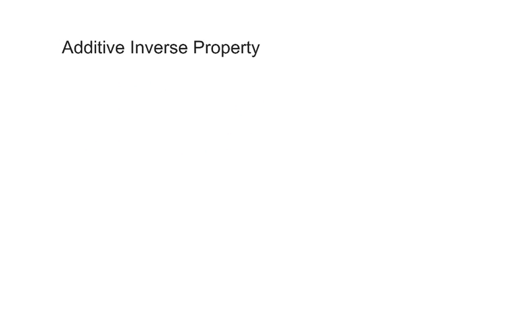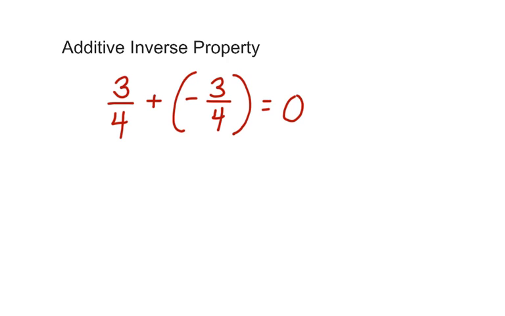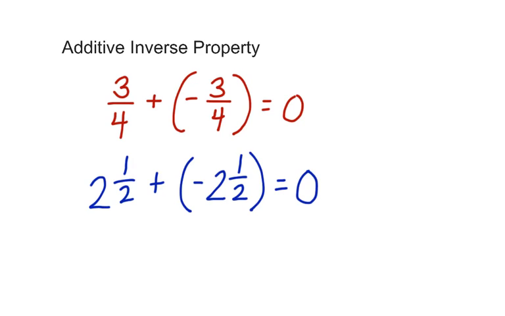The additive inverse property states that a number plus its inverse or opposite is equal to 0. Let's take a look at one like that. Here we have 3/4 plus a negative 3/4 is equal to 0. This is an example of the additive inverse property. Let's look at one more. 2 1/2 plus a negative 2 1/2 is equal to 0. Another example of the additive inverse property.